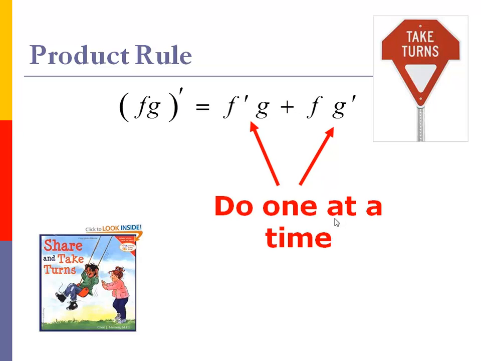So the key thing on the product rule here is that we're taking turns. It's just like being in kindergarten and sharing that swing. When you're doing the derivative of two functions multiplying, do the derivative one at a time, individually. Okay, that's the start of the product rule and the quotient rule.